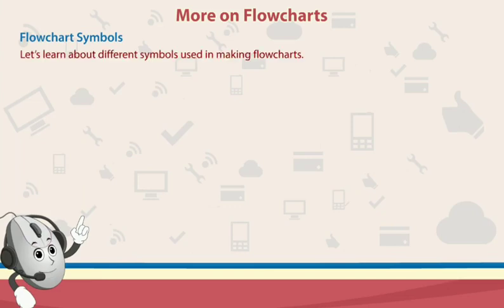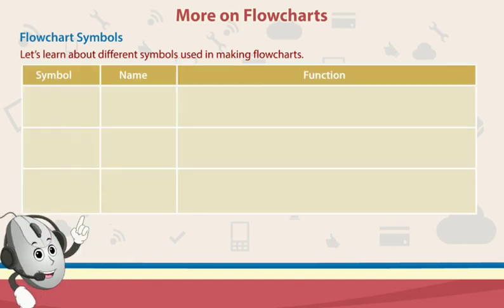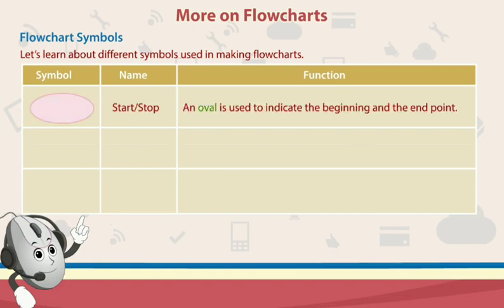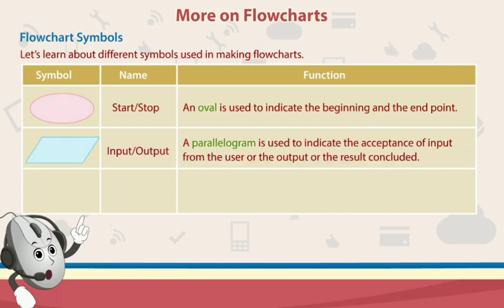Now let's learn the flowchart symbols that we have already learned in our previous class, but now let's learn again. Let's revise the symbols used in flowchart. So first, oval shape, that is for start and stop. An oval is used to indicate the beginning and the end point. To show the beginning and end point of your flowchart, we use the oval shape.